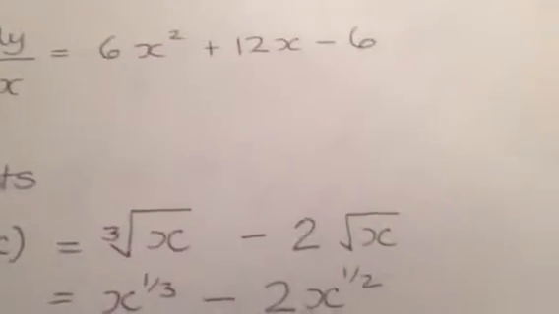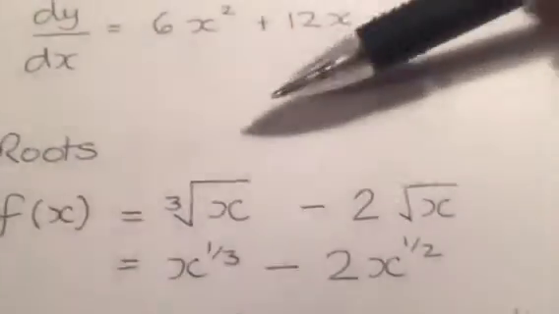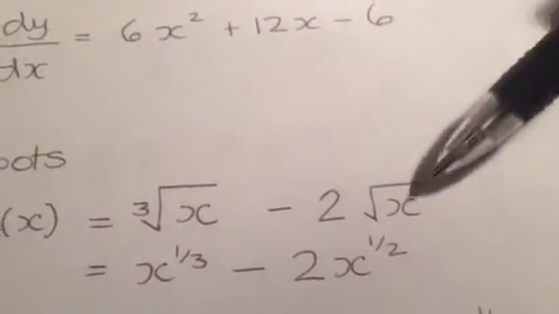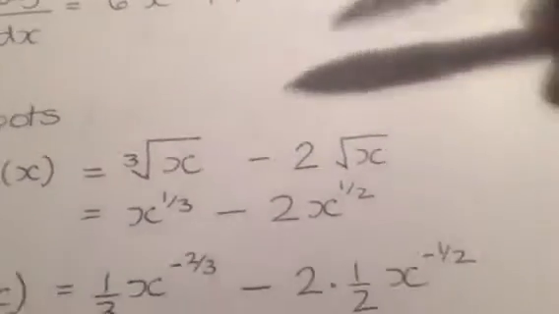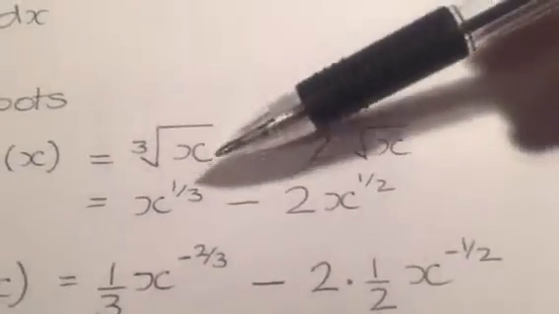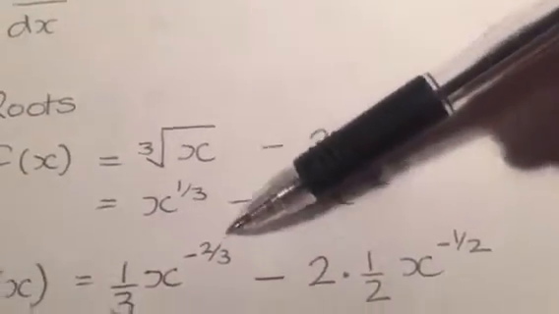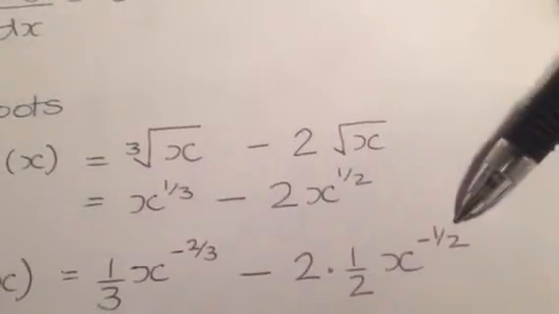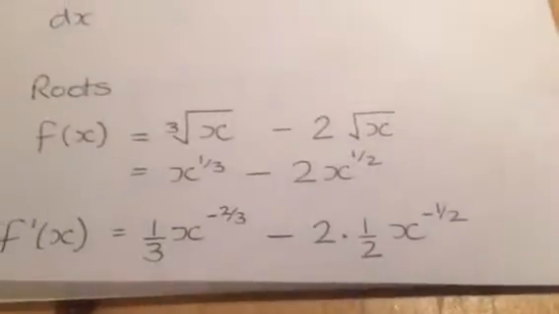Where you've got roots, before you start, again you need to rewrite that. So the cube root is x to the third, square root is x to the half, and now you need to be particularly careful when you're taking away 1. A third minus 1 is minus 2/3. A half minus 1 is minus a half. So watch out for those powers.